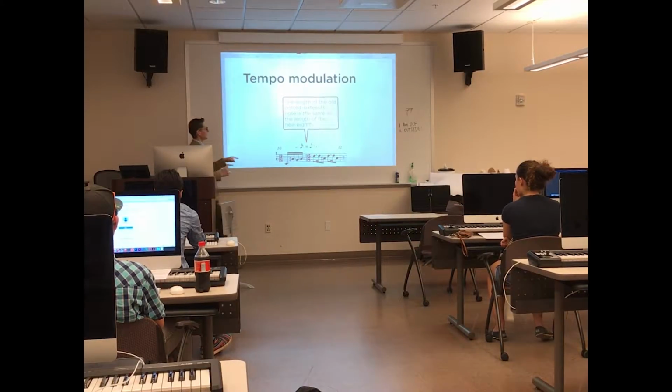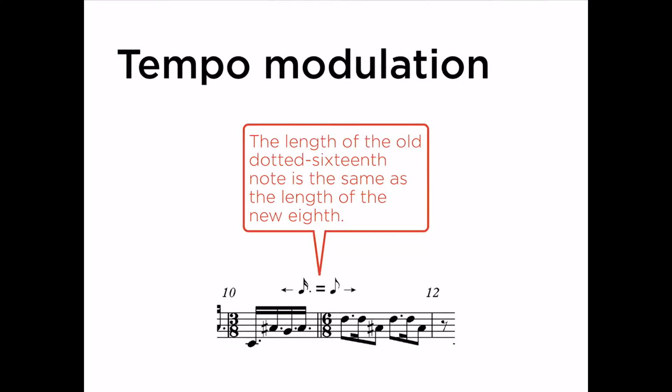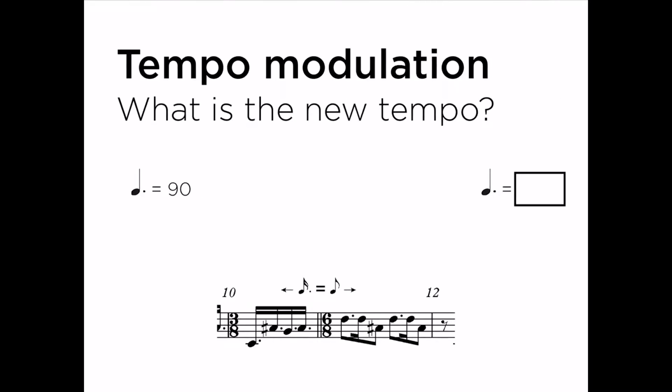What this says, as I said earlier, is that the length of the dotted 16th on this side, and that's an important thing, you'll see this in a lot of music like this, we have these arrows that say the one on this side is going to become the other thing on this side of the equal sign. And so this says that the dotted 16th over here is going to become the 8th note over here. And so we can actually figure out what that tempo is.